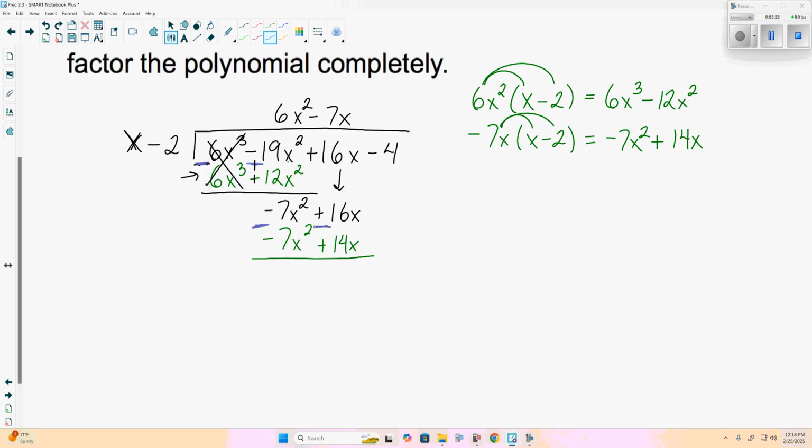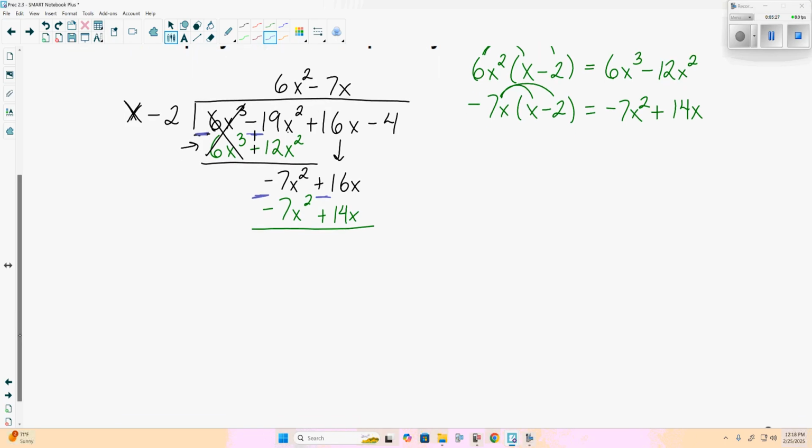And again, like before, we're going to subtract. Now, negative 7x squared minus negative 7x squared will be 0, just like before. This will cancel out. 16x minus 14x will be positive 2x. And lastly, we bring down the final minus 4.